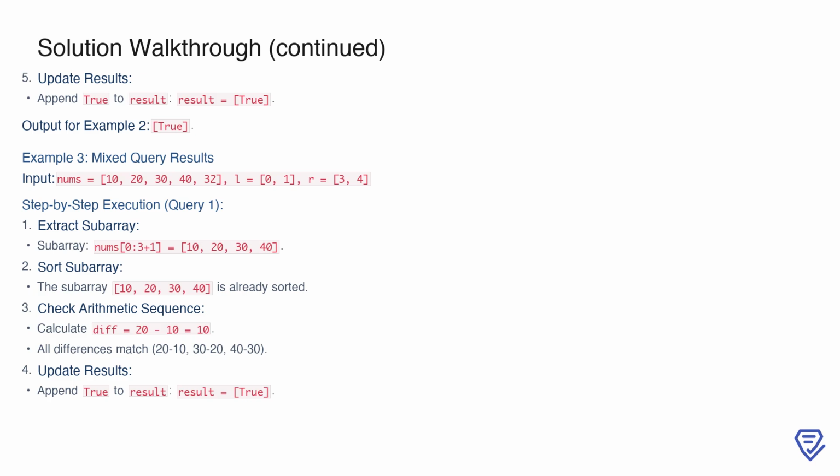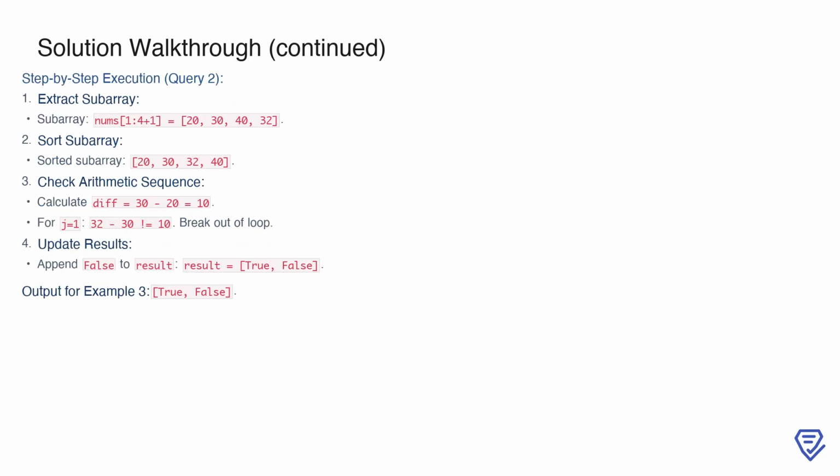Next, we analyze an example with multiple queries. For the input nums equals [10, 20, 30, 40, 32], the first query is defined by L[0] equals 0 and R[0] equals 3. Extracting the subarray, nums[0:3+1] equals [10, 20, 30, 40], which is already sorted. Calculating the common difference, 20 - 10 equals 10. Iterating through the subarray, we verify that all consecutive differences 20 - 10, 30 - 20, and 40 - 30 match the common difference. Therefore, we append true to result, making it [true] so far.